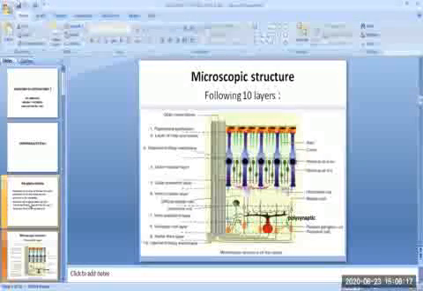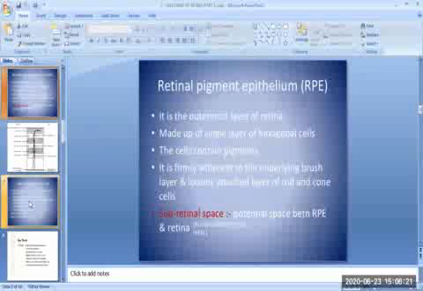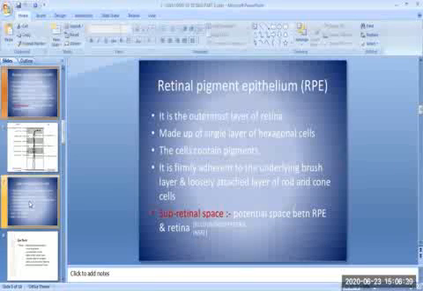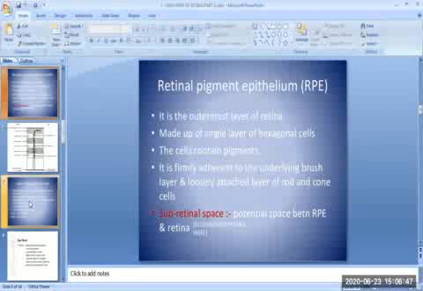First layer is the pigment epithelium, or the retinal pigment epithelium. It is the outermost layer of retina. It consists of a single layer of cells containing pigment, and it is firmly adherent to the underlying basal lamina, which is called Bruch's membrane of the choroid. And there's a term called subretinal space. It is the potential space between the retinal pigment epithelium and the neurosensory retina.